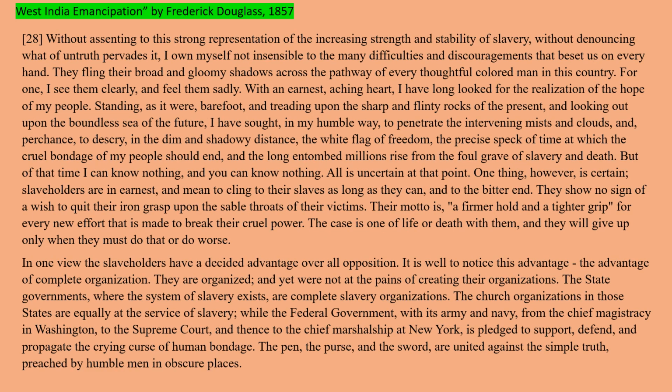As we look further into the document, Frederick Douglass brings up a couple of other points. As I mentioned before, in the prior slide, he was talking about the support for slavery, and he continues with that theme, especially down here. They are organized, and yet were not all the pains of creating their organization. Here he talks about the state government, where the system of slavery exists, are complete slave organizations. That's a pretty strong accusation to argue that the state is a slave organization, but it makes sense if there are laws and there are people within the political system who are trying to maintain the institution of slavery.